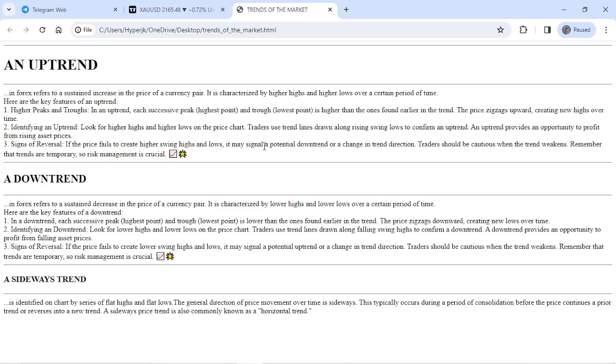So what are the features of this uptrend that we are talking about? Number one is higher peaks and troughs. In an uptrend, each successive peak, that is the highest point, and trough, that is the lowest point, is higher than the ones found earlier in the trend. The price zigzags upwards, creating new higher highs over time.